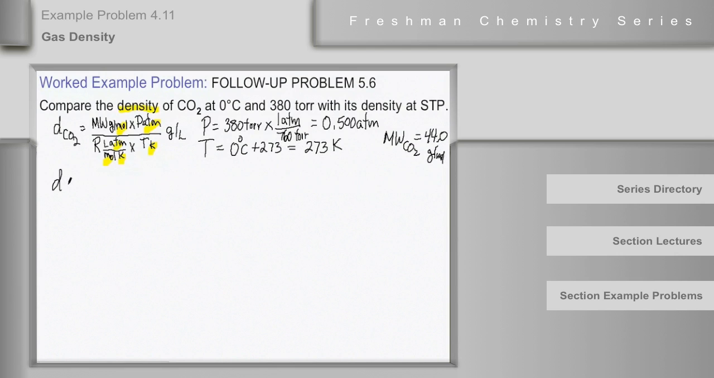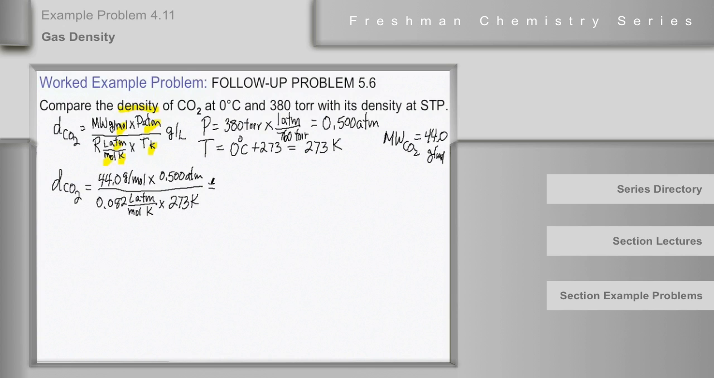So the density of CO2 is equal to 44.0 grams per mole times 0.500 atmospheres divided by the universal gas constant, you remember that, 0.082 liter atmospheres per mole Kelvin, times the temperature, which is 273 kelvins.